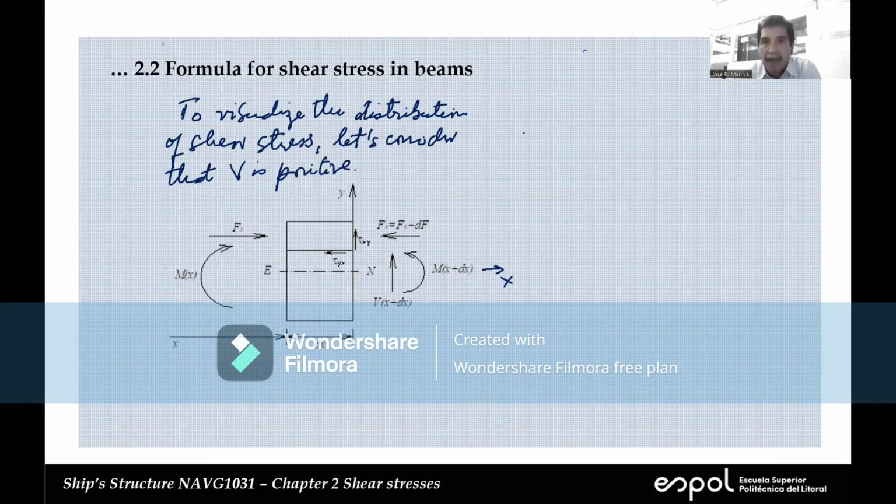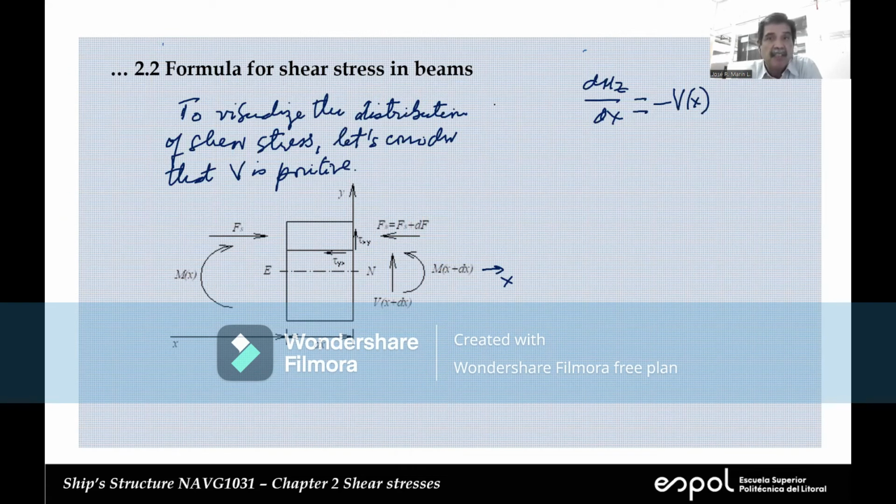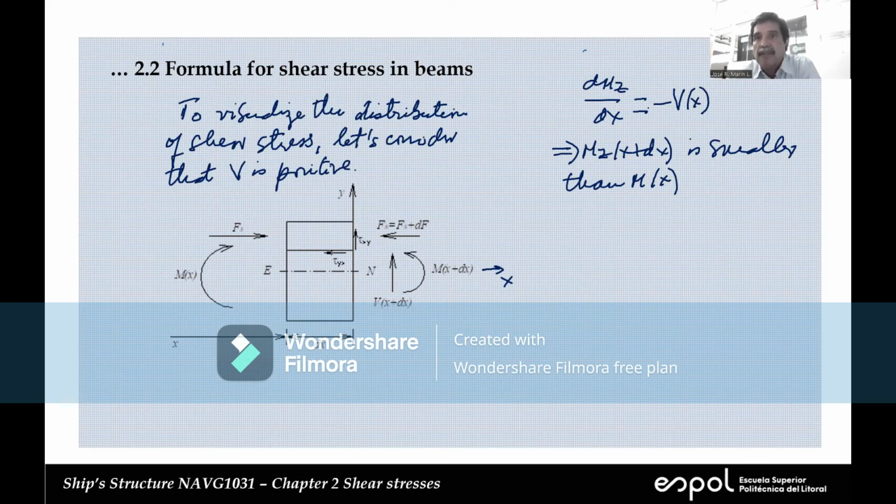No, it's the opposite. Why? Because we remember that dM_z over dx, anybody? This is equal to what? Equilibrium. Mr. Nieto, what is this equal to? Minus V, yes. So if we assume that V is positive, that means that this derivative is negative. So that means that M at this position is smaller than M at x. Because we're saying that V is positive, so the rate of change of the bending moment is negative. That means that you go from a value to a smaller value on the other side.